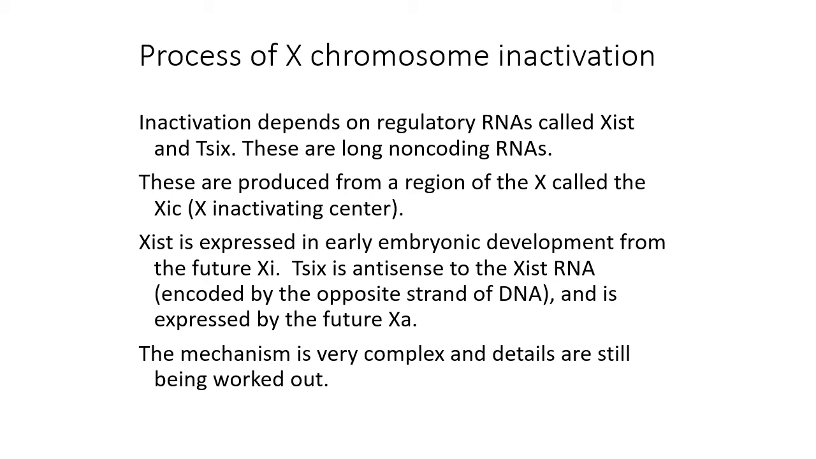So the chromosome that expresses the Xist RNA is the one that's going to be chosen, has been chosen, to be the inactive one, and the Tsix leads to activation or failure to inactivate that chromosome. So the mechanism here is incredibly complex, and some details certainly still need to be worked out, but the basics are in place.